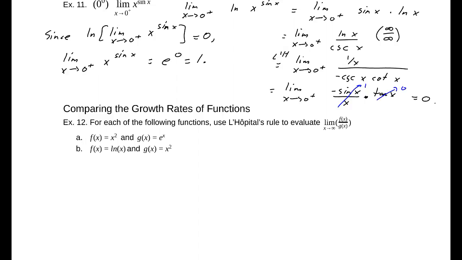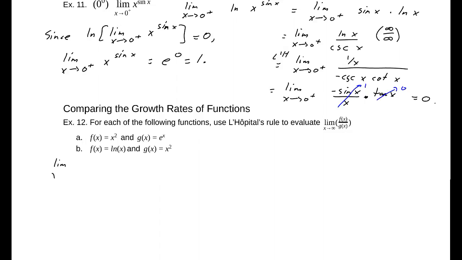However, if the limit is infinity, then that means the numerator function is growing much faster. If the limit is 0, then that means the denominator is going to infinity faster. So if the limit overall is 0, that means the g of x function, the denominator, is growing much faster. So we're going to do this right here and compare these two.